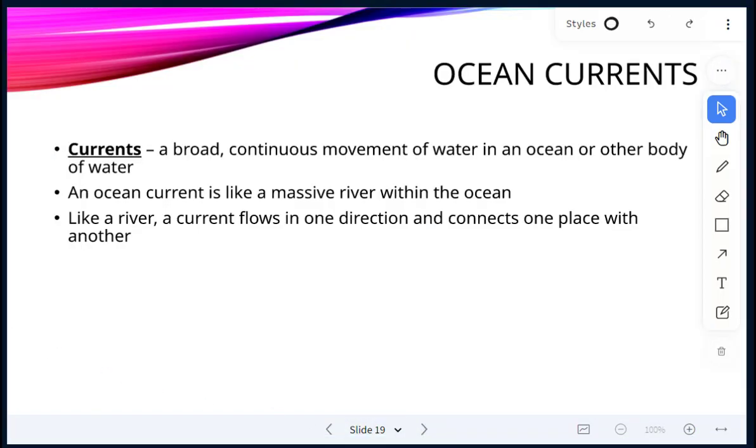Okay, next we're going to talk about ocean currents. So a current is a broad continuous movement of water in an ocean or other body of water. An ocean current is like a massive river within the ocean. So like a river, a current flows in one direction and connects one place with another.